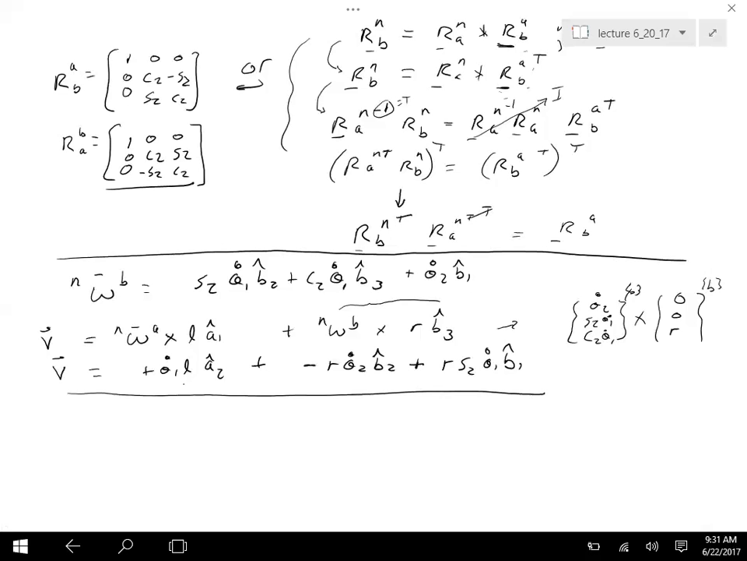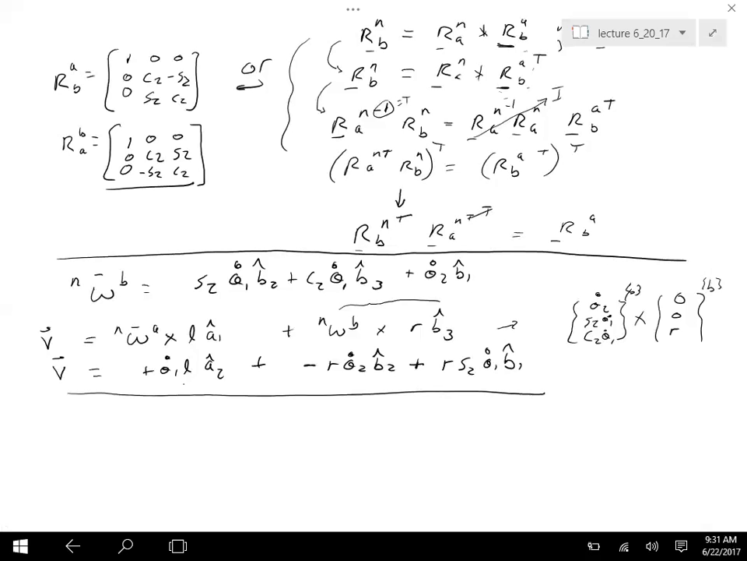No, it means I'm expressing it in this coordinate. I was very careful that when I do the derivatives to always take it with respect to the inertial frame. But when I take the derivative of this guy, we're going to see in a moment that's not in the inertial frame. That's in the A frame.